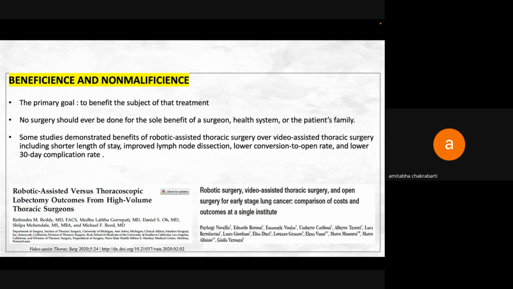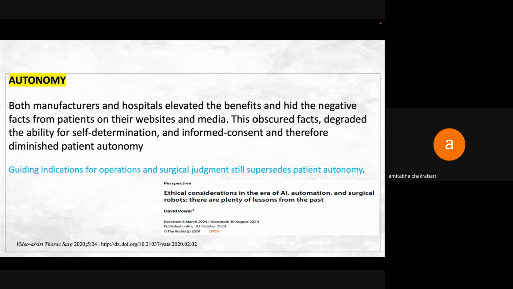And some studies demonstrated benefits of robotic thoracic surgery over VATS, including shorter length of stay, improved limb of dissection, lower conversion to open rate, whatever. This is the beneficence for the patient. That is very important. This is autonomy. This is very important.